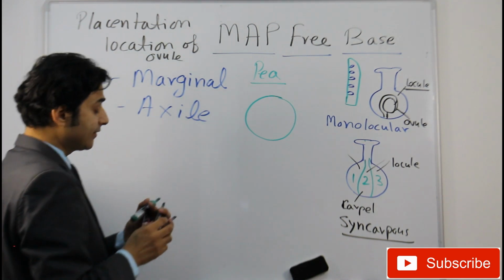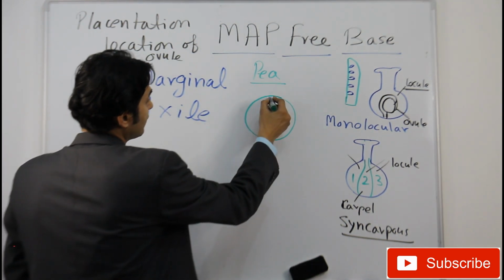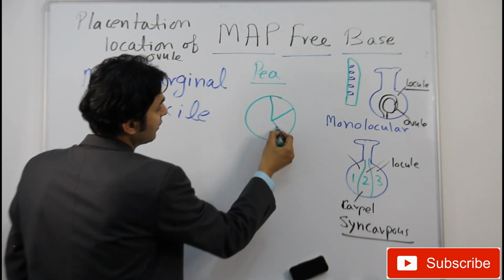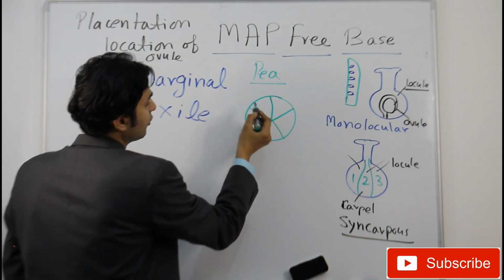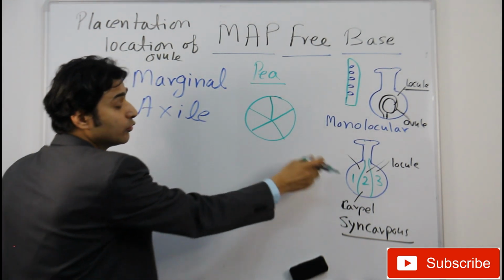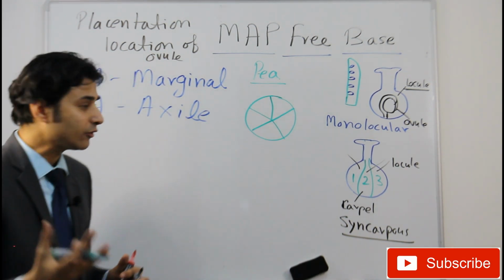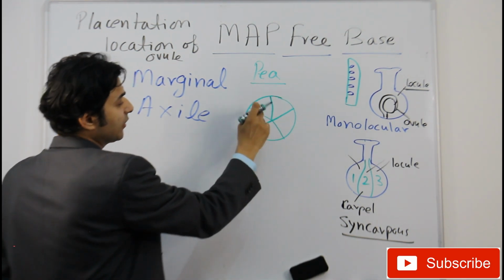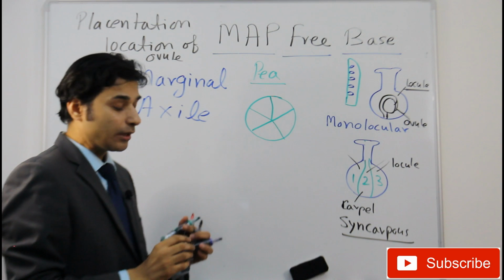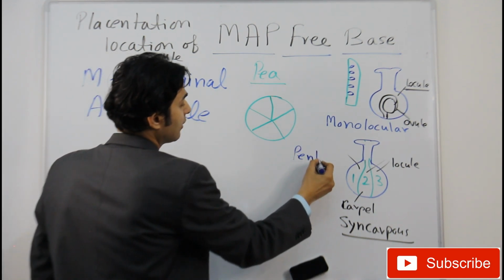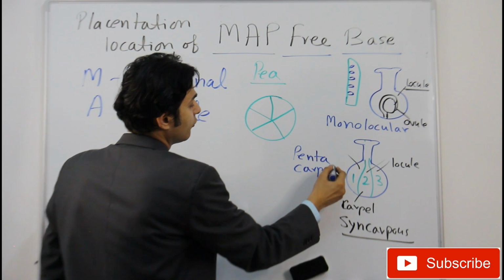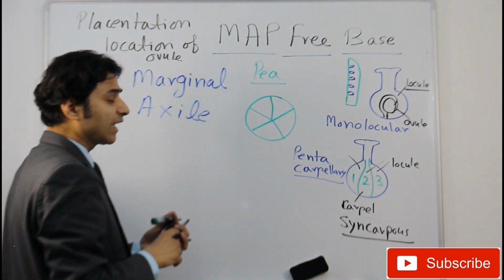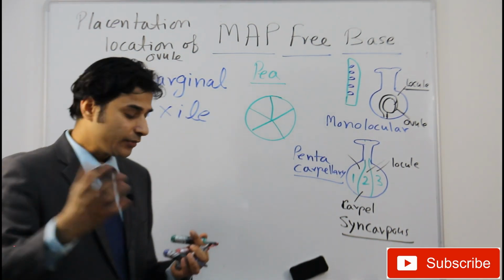Now axile. In axile, what happens? In the axis. Now what I am going to make here, you understand, this is one carpel, second carpel, third carpel, fourth carpel. That's why I drew this diagram, so that it is clear what we are talking about. Here one carpel, second, third, fourth, fifth carpel. How many carpels? Five. Five means penta. So pentacarpellary ovary, or pentalocular ovary. It can be 6, hexa, 7, hepta, like this.